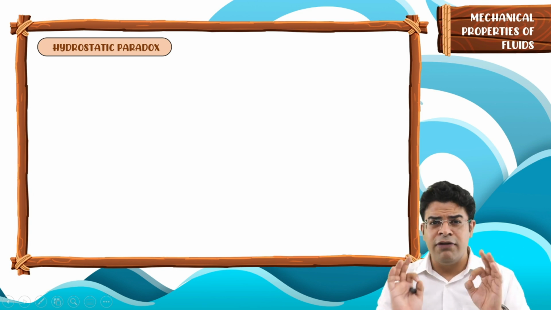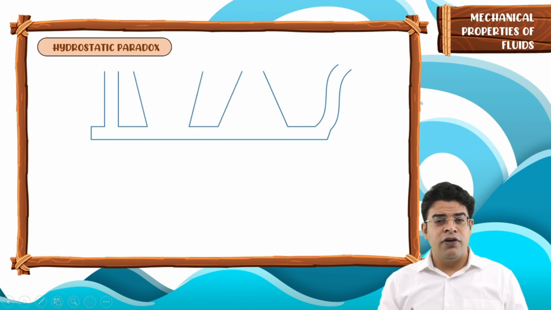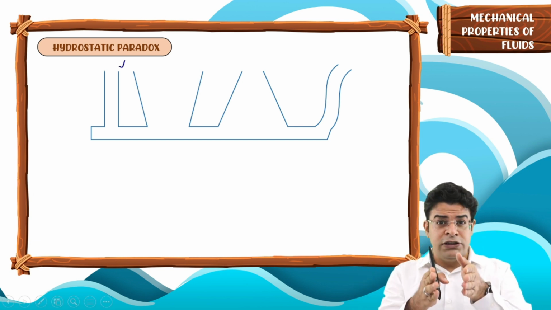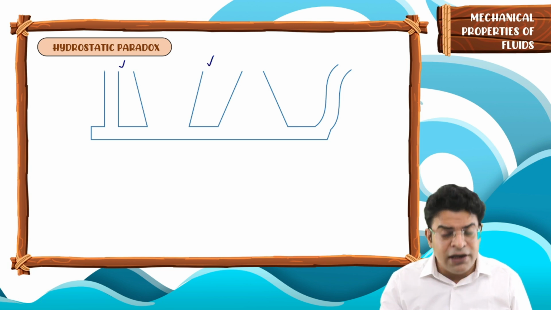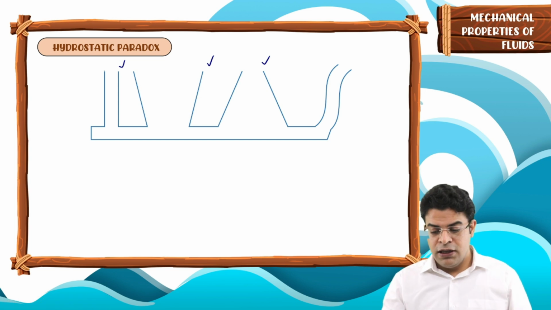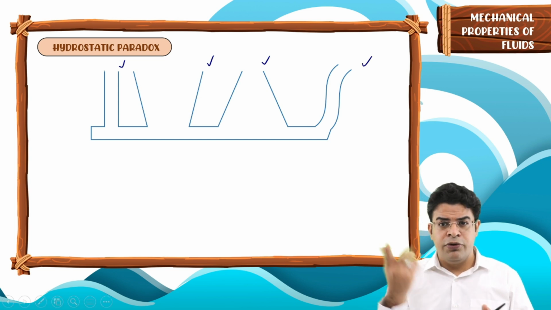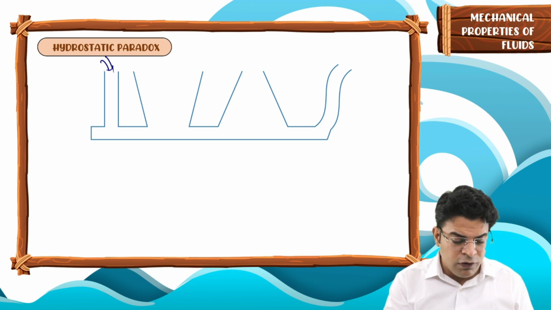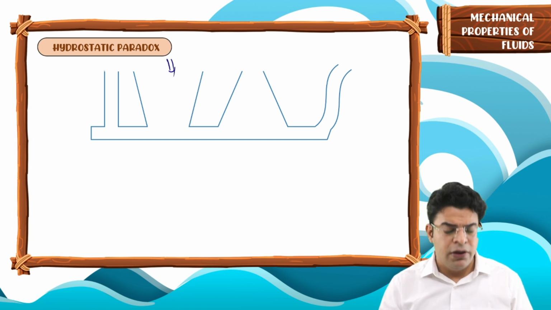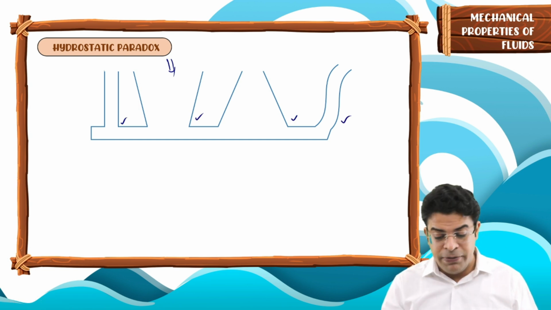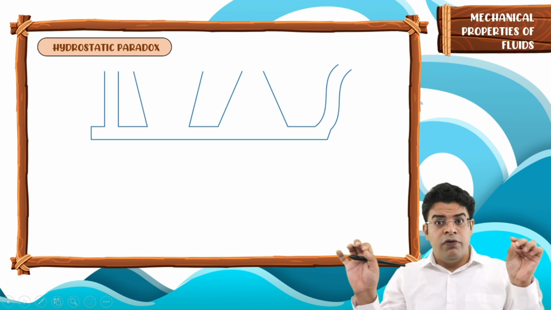It is a very simple paradox. So let's say you have got this random shaped container in which there is one tube which is cylindrical, another tube which is kind of a funnel, another inverted funnel, and a zigzag U-shaped tube. Now if we start pouring water into any one of them, what happens to the water? Since all of them are connected at the base, the fluid will spread out.